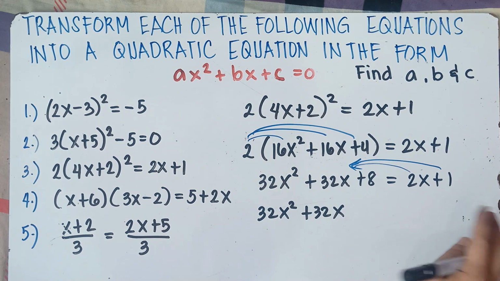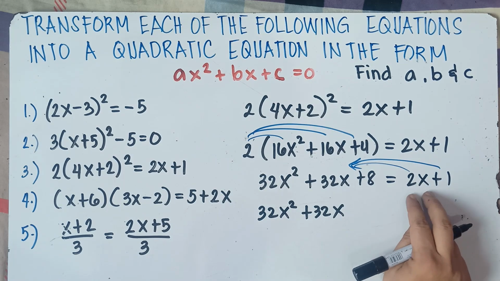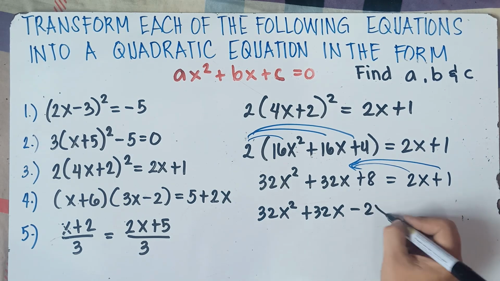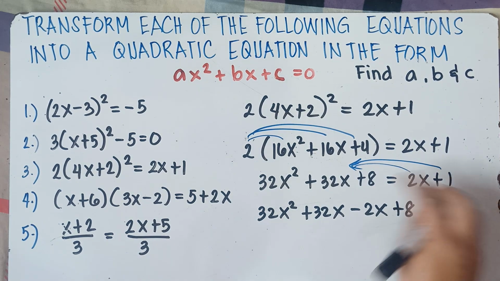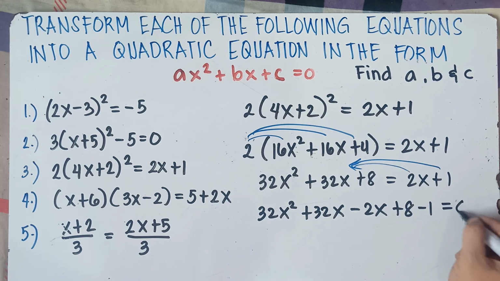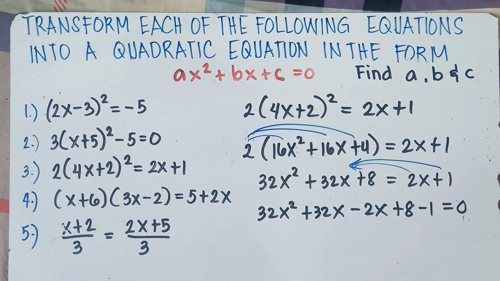Do we have x on the right side? Yep. We have 2x, so we transpose this one. This is positive, it will be negative 2x. Copy, plus 8. This is positive 1, it will be negative 1, equals 0. Do not forget plus equals 0 because in a quadratic equation it says equals 0.